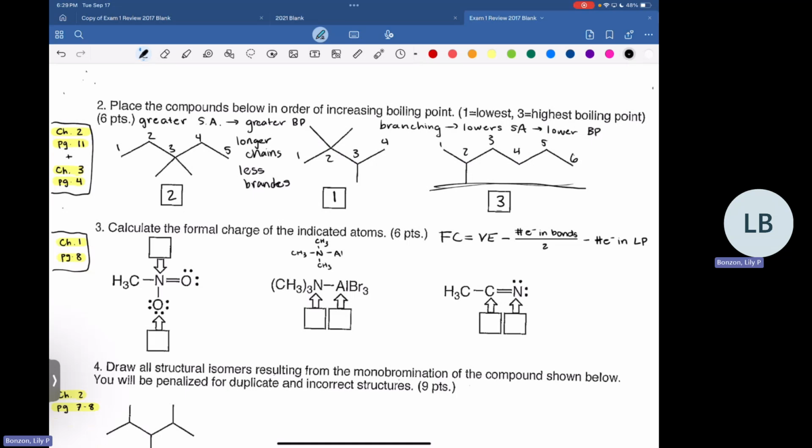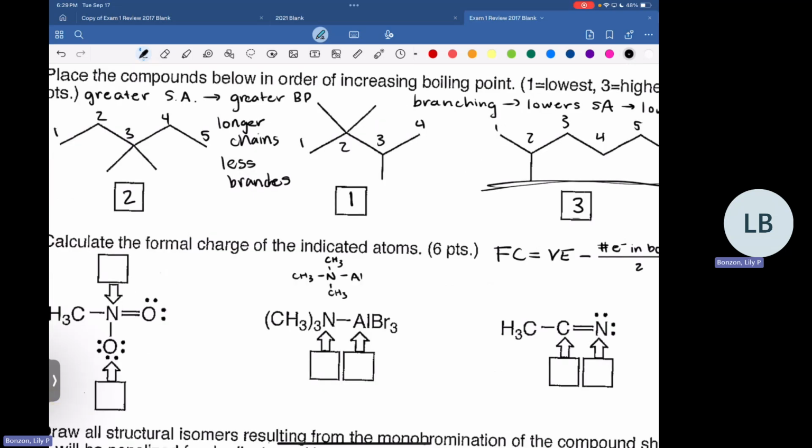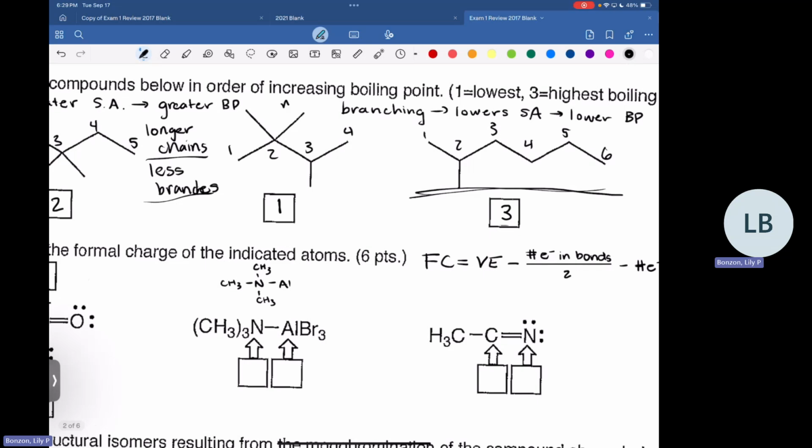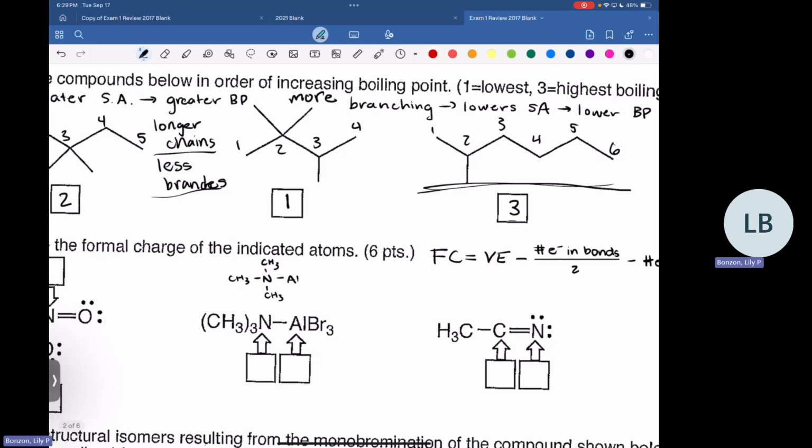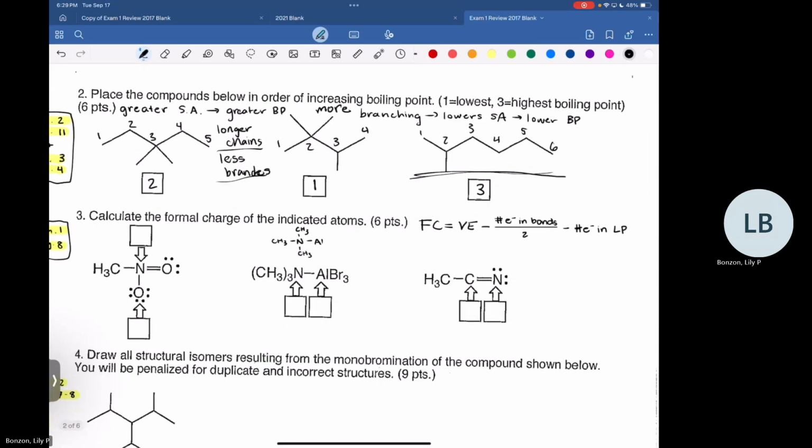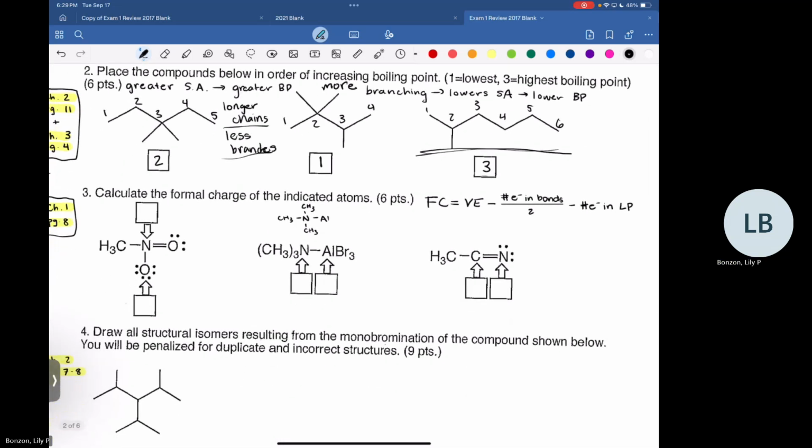Any questions about that one? Yes. So we want longer chains and fewer branches for greater surface area, and therefore greater boiling point. So more branching lowers the surface area and lowers the boiling point. Okay, I'm going to go ahead and move on.